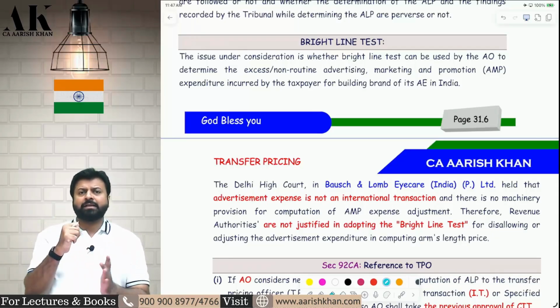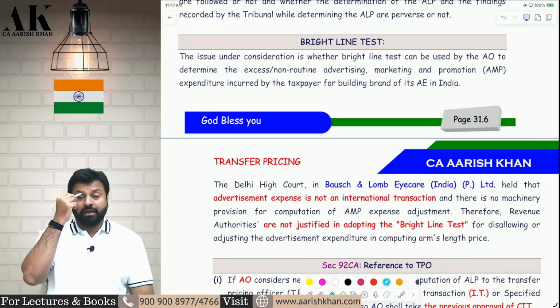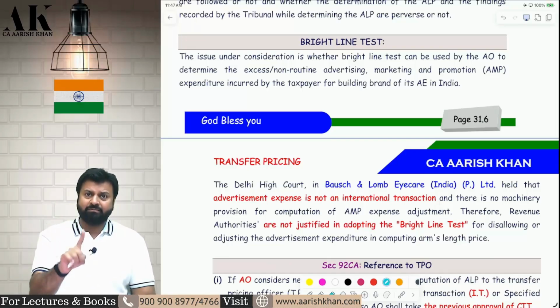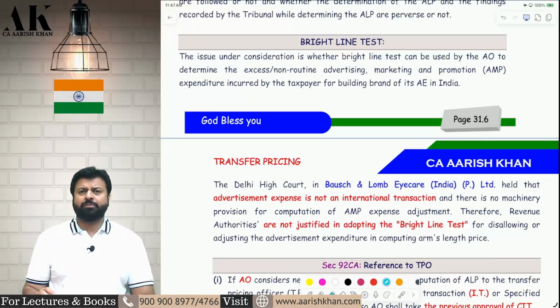Still, the assessing officer is applying this bright line test on Sony India and even on Bosch and Lom India, etc., and many other companies. So the Delhi High Court has held that you cannot apply the concept of bright line test in India in the absence of machinery provision. There is no computation mechanism in India to divide what is routine and what is non-routine.